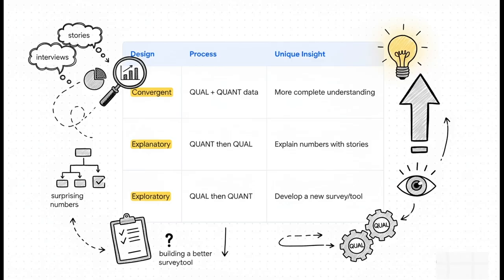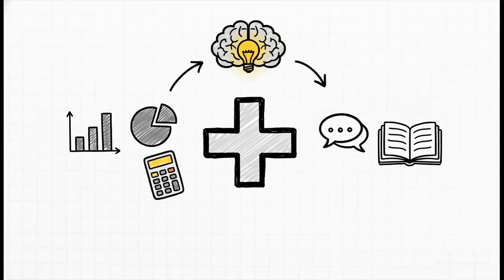And then there's exploratory, where you start with the stories to figure out what questions you should even be asking on a big survey later. Each design gives you this unique, powerful insight you couldn't get otherwise. Look, if you remember just one thing from this section, let it be this. Mixed methods research combines the what, the hard data, with the why, the human stories and the context. It really is the best of both worlds.